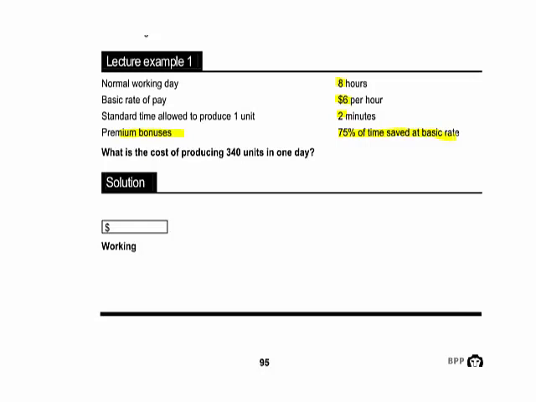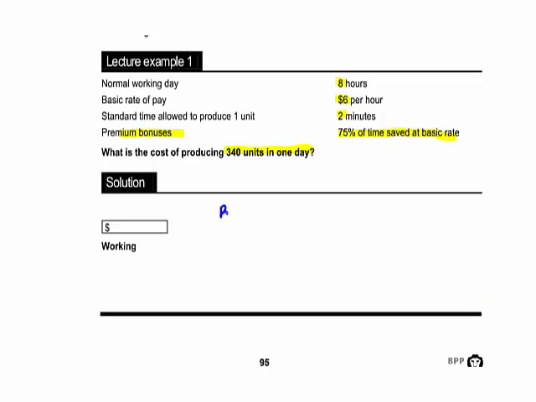So it's more cost effective for the company because they are getting the work done at 75% of the basic rate, but there's also an incentive for the employee to work harder because they're going to get a bonus if they're able to produce the units in less than 2 minutes. So when we're doing a question like this, we've got two elements to think about when we're looking at the cost of producing 340 units in one day.